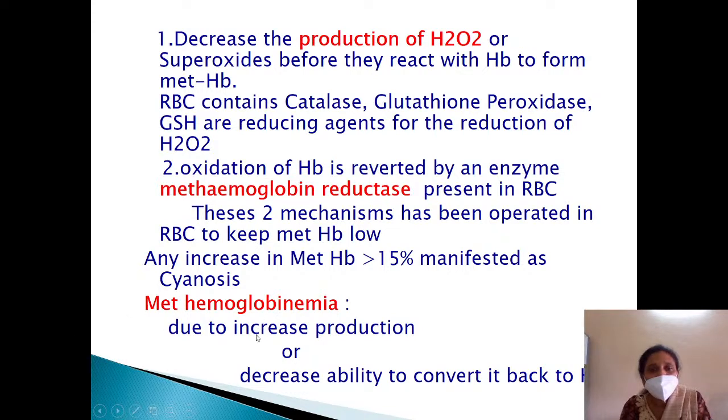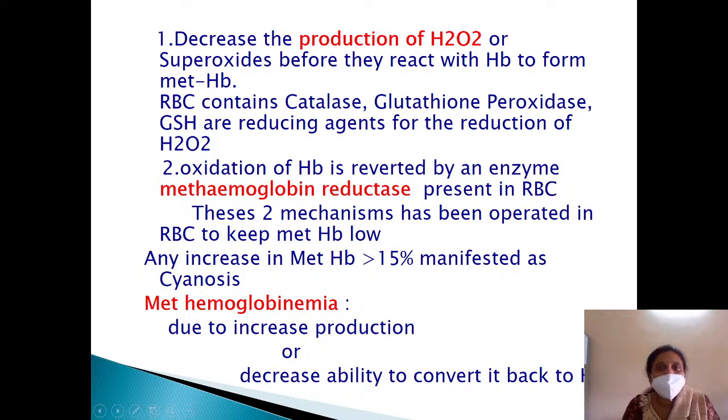This is because as the methemoglobin levels increase, methemoglobin is unavailable for the transport of oxygen, since here iron exists in Fe+3 form. If the concentration exceeds 15%, it is known as methemoglobinemia. Methemoglobinemia is a term that denotes increased concentration of methemoglobin in blood. The reasons for methemoglobinemia, that is increased methemoglobin levels, could be due to increased production of methemoglobin or decreased ability to convert it back to hemoglobin.